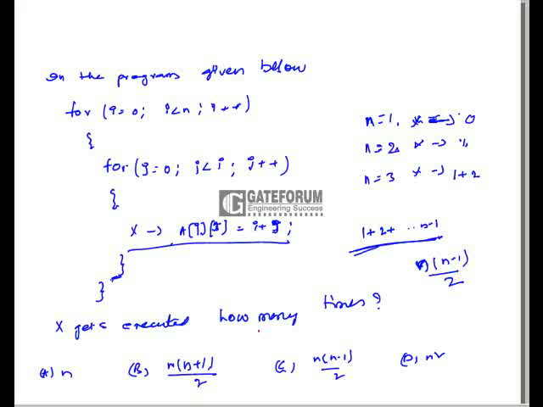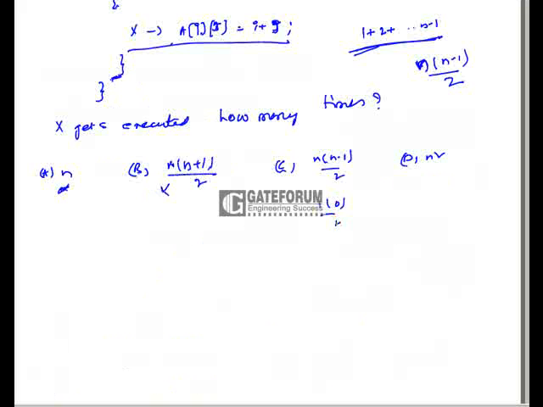Or else we can substitute in the options. For n is equal to 1, we are getting 0 times. So this option will fail, and even this will fail, because for n is equal to 1 it will become 1. So this is false. Let us substitute here, n is equal to 1, 1 into 0 by 2. So we can say option C is correct. You can generalize like this, or you can substitute in the options. So the correct option is option C.